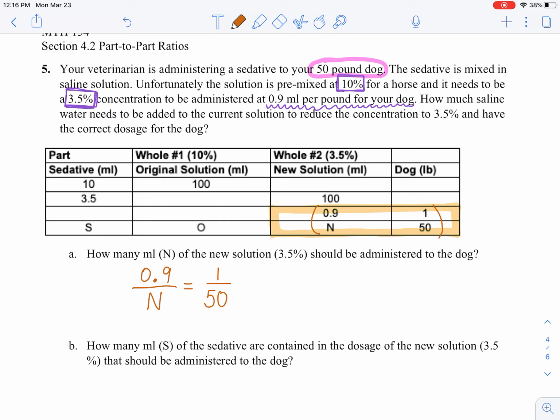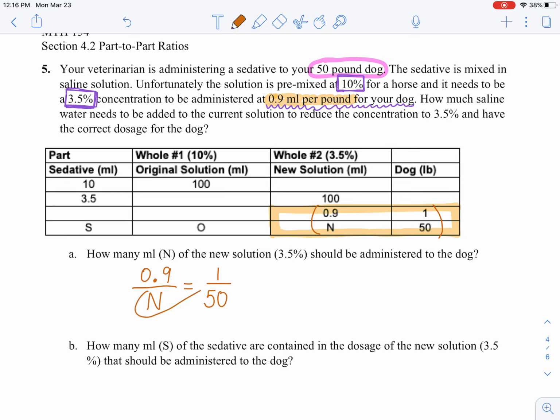Now, let's talk about what we are even doing. Remember they said something like this before. They did mention they want you to use 0.9 milliliter per pound for your dog. So if I have a tiny little dog who is 1 pound, then this dog will only need 0.9 milliliter. But we got a dog that is 50 pounds heavy. So what we are going to have to do is multiply that dosage, that 0.9 milliliter, by 50.